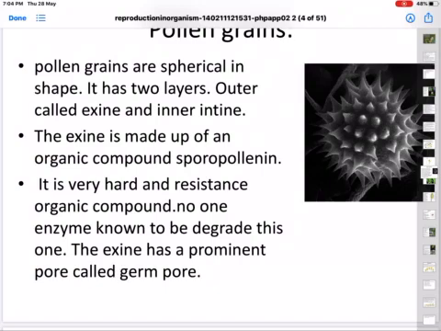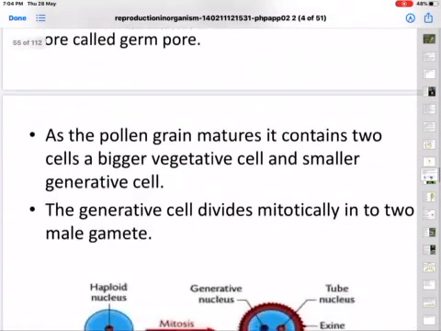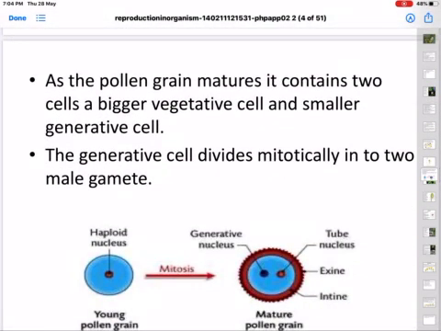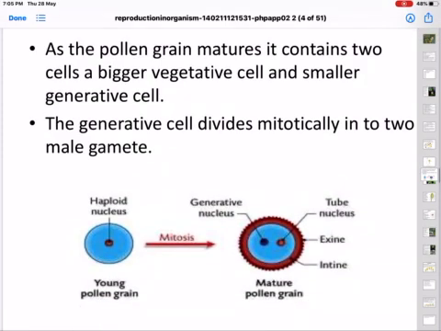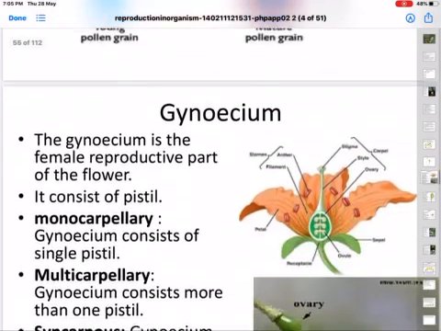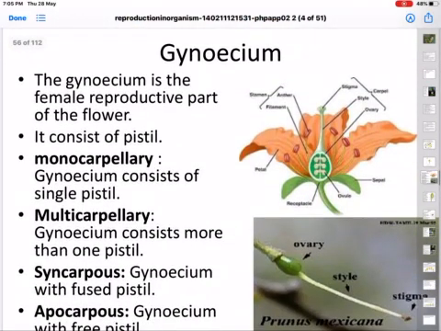This exine has a prominent pore called germ pore. As the pollen grain matures, it contains 2 cells. One is the vegetative cell and the other one is the generative cell. The generative cell divides mitotically into 2 male gametes. As you are seeing, a haploid nucleus, young pollen grain, undergoes mitosis, forming a mature pollen grain. You can see the outer layer, outer exine, inner intine, and then 2 nuclei, one generative nucleus and a tube nucleus. And now let's see the structure of gynoecium.